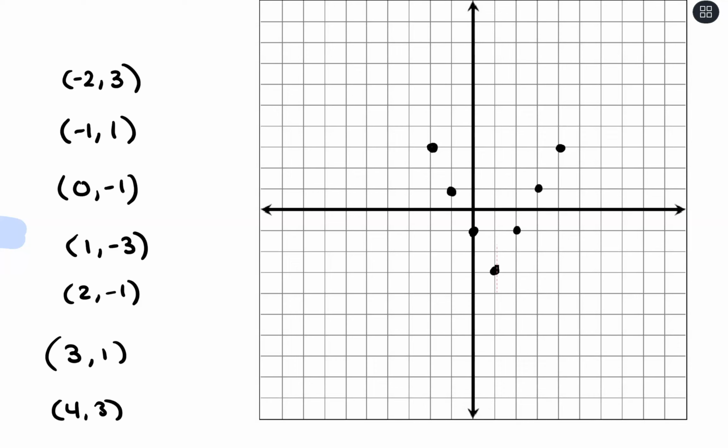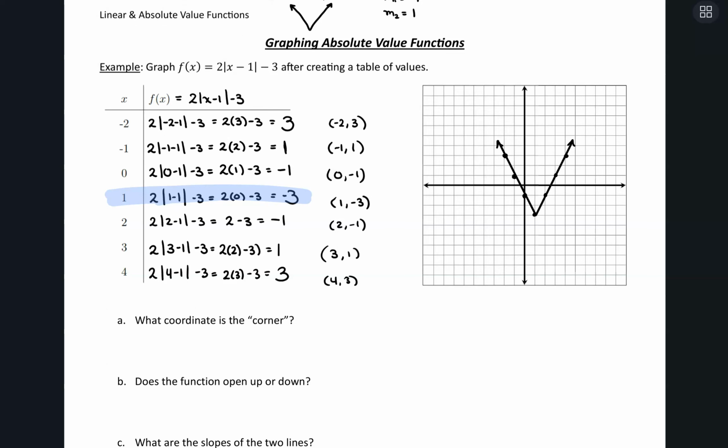Okay, so here is our absolute value function that we're graphing. Let's talk about some characteristics that we're seeing. What coordinate is the corner? And that's going to be at our (1, -3).